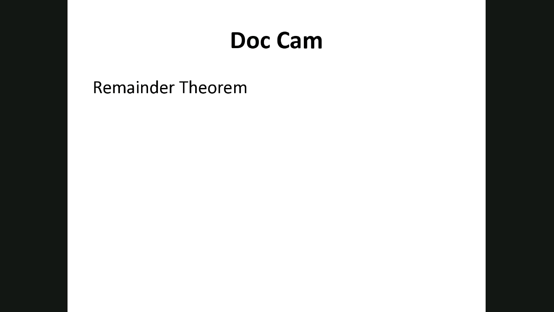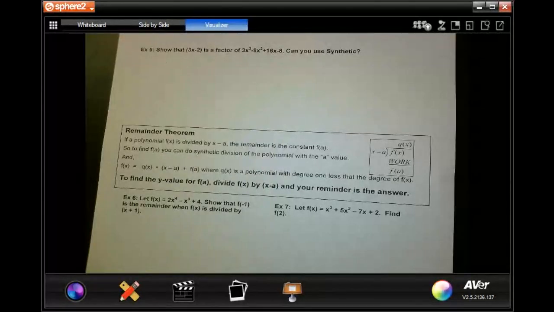Okay. We're going to do the remainder theorem to start with. A lot of you are probably reading this remainder theorem. A polynomial f of x divided by x minus a, the remainder is the constant f of a. So to find f of a, you do the synthetic division with the a value, and you might be going, huh? Or maybe you're following it, maybe not. Well, let's do this, shall we?